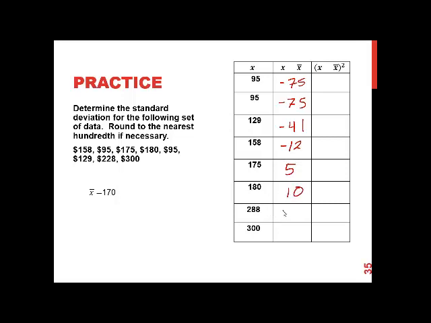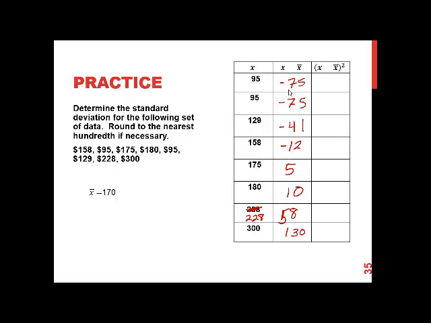288 minus 170 is 58. And, oh, that's not 58. That shouldn't be 288. That's a typo. That's 228. And 300 minus 170 would be 130. This data looks pretty spread out. I'm guessing it's going to have a larger standard deviation.